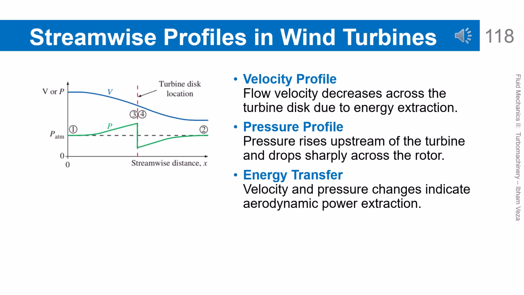Streamwise profiles in wind turbines. The velocity profile shows that the flow slows down as it passes through the turbine disc because part of its energy is extracted. The pressure profile rises upstream of the turbine and drops sharply across the rotor. These changes in velocity and pressure are directly related to the aerodynamic power extraction. Streamwise analysis helps visualize the energy extraction process. In this way, the working mechanism of wind turbines can be understood quantitatively.